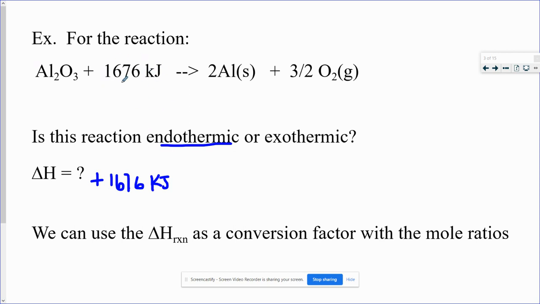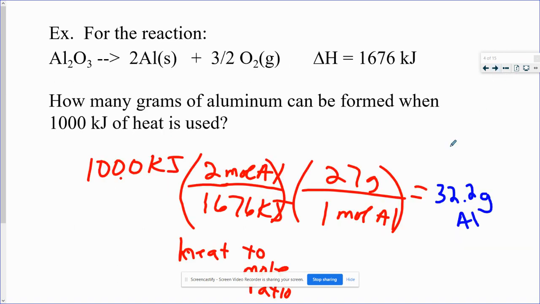The heat is written in the equation on the reactant side, or at the end as a positive value, if it's endothermic. If it's exothermic, it would be written on the product side, or at the end with a negative value. And once again, I can now use that delta H value as a conversion factor with the mole ratios. So here's a sample problem.